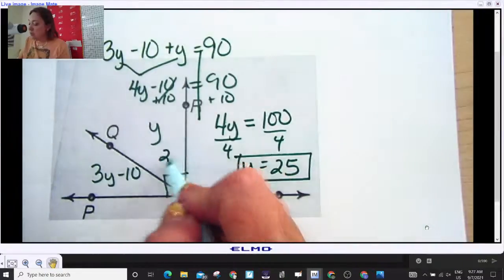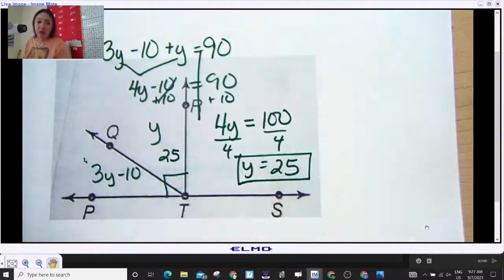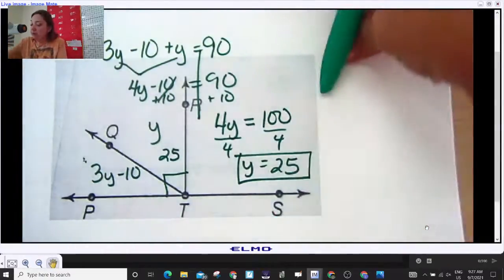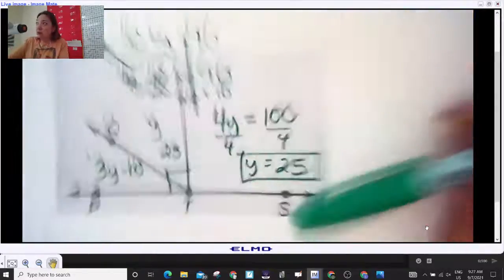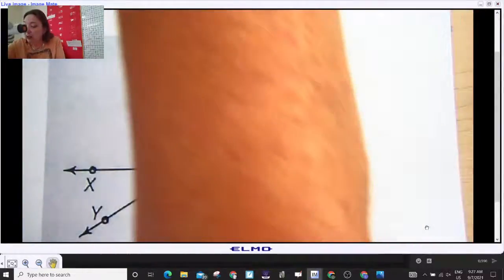So that means this angle is 25. Could I find that angle right there? What would I do? So I could do either way. I could do 3 times 25 minus 10, or I could just do 90 minus 25. And I'm still going to get the same answer either way. Okay?